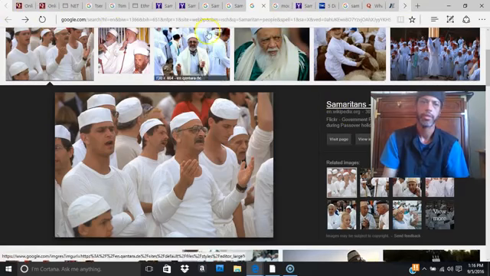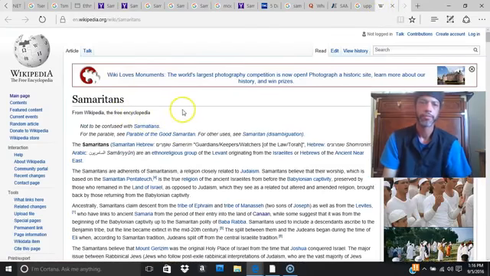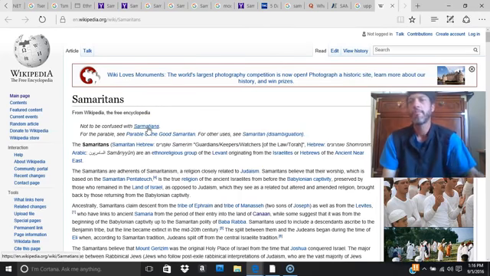it's on the encyclopedia, Wikipedia. So, for the parable of Good Samaritan, click there. Not to be confused with the Sarmatians. Now the Sarmatians are something else. Samaritans and Sarmatians are two different things. Okay, for other uses, Samaritan disambiguation.